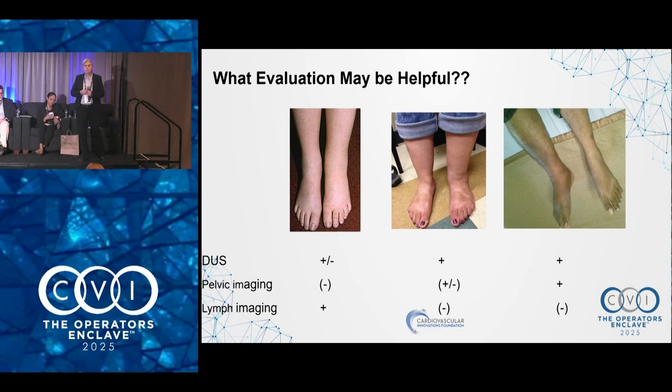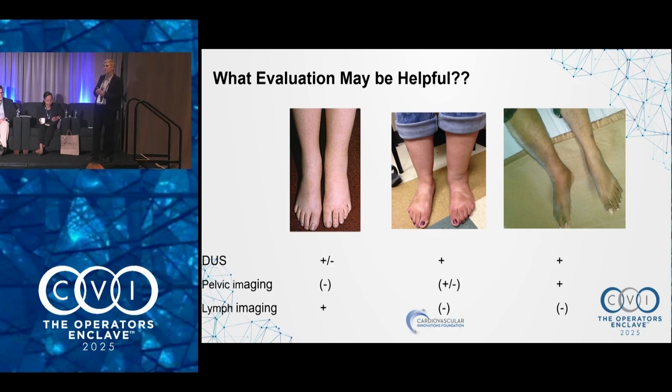Okay, so what evaluations might be helpful? So now we talk about, do we need a duplex ultrasound? Should we do some pelvic imaging? How about lymphatic imaging? I don't do a lot of lymphatic imaging, but in some cases it may be helpful. So in our first lady, I would be plus minus on duplex ultrasound. This has been going on for 2 years. She doesn't have any varicose veins. She's 17 years old. So I think that if you did a duplex ultrasound, it's probably not incorrect, but I don't think it's going to be the highest of yield.